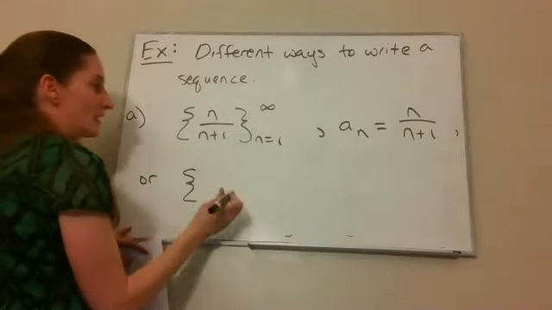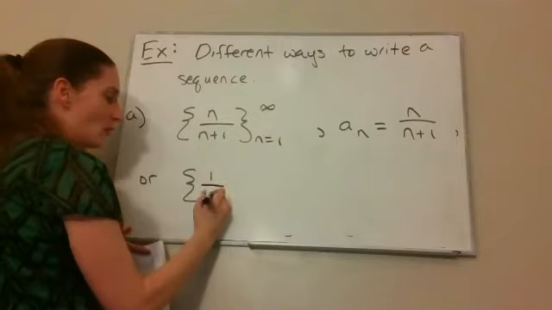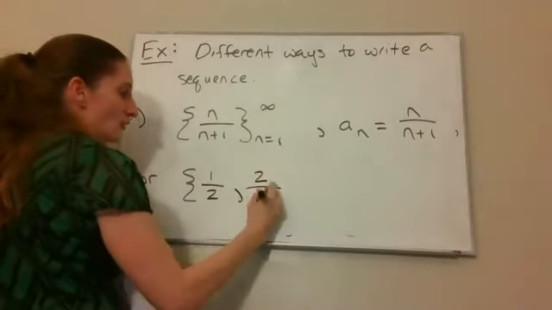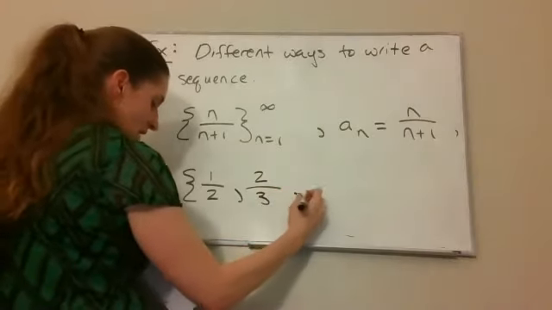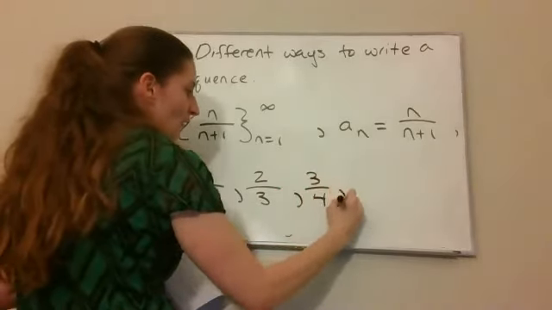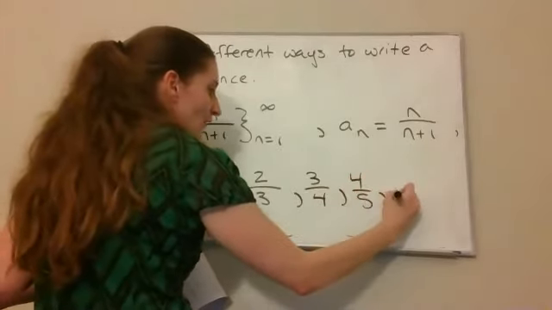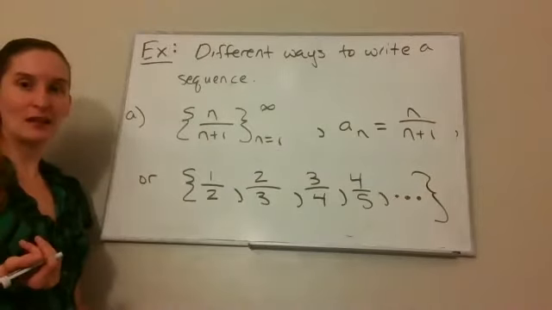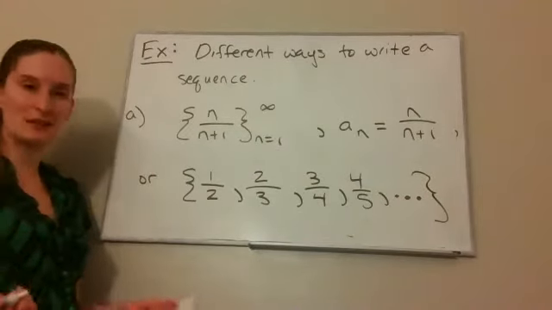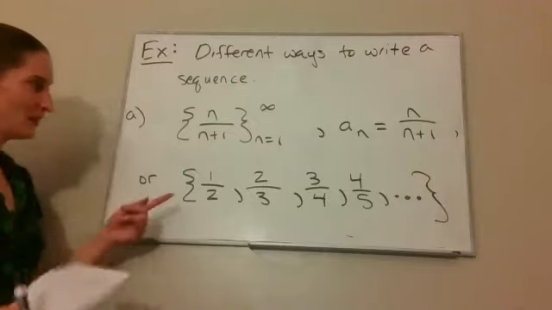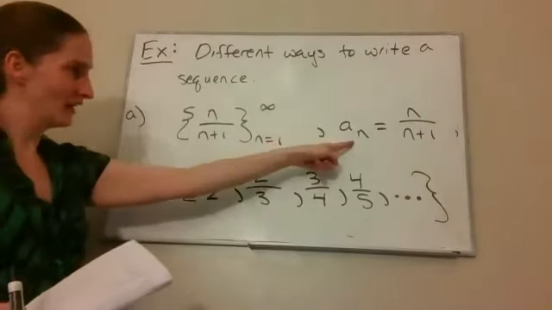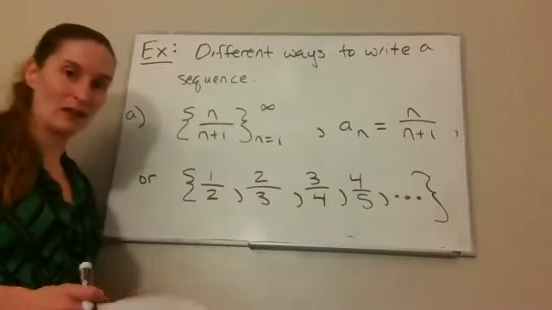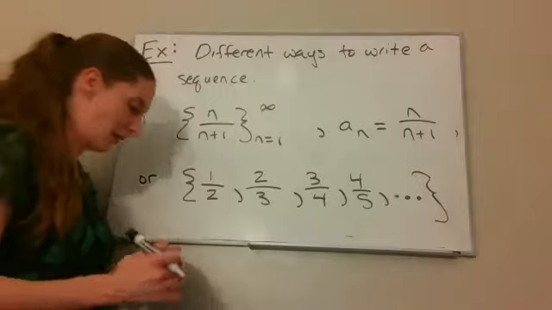So when I plug 1 into this sequence formula, I get 1 over 1 plus 1, which is 1/2. When I plug in 2, I get 2 over 2 plus 1, which is 2/3. Then I keep plugging in, get 3/4, 4/5, and so on. All of these are the same exact sequence, it's just listed in different ways. I personally happen to like this first way, or the way where you define the nth term, but sometimes people really like to see it listed out like this. But they all mean the exact same thing.